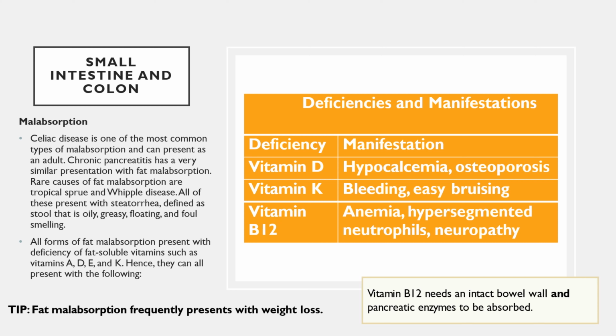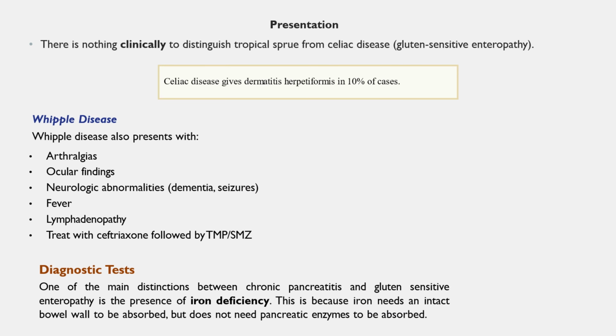Let's go to the next slide. This slide, slide number 3, discusses that clinically we cannot distinguish tropical sprue from celiac disease, which is gluten-sensitive enteropathy. Celiac disease gives, in 10%, so-called dermatitis herpetiformis.